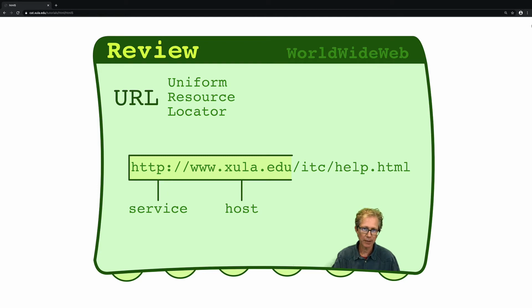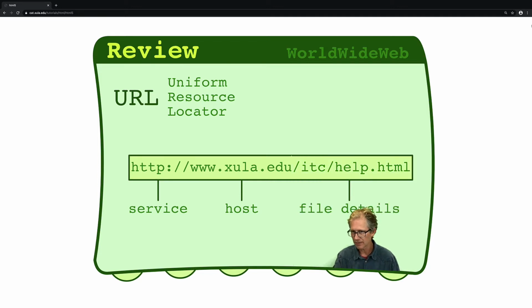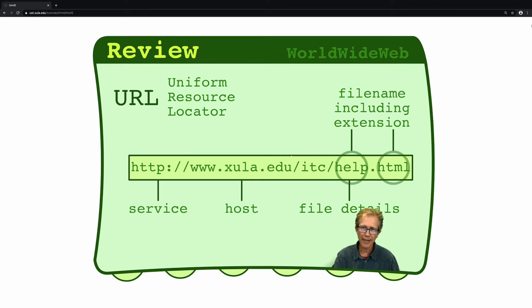In this case, www.xula.edu. And finally, the file details. In this case, it specifies that we're going to be looking in a directory or folder called ITC. And within that directory, we're looking for a file named help with the extension .html, help.html.